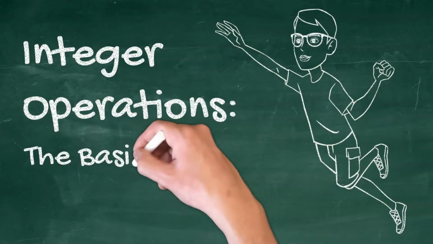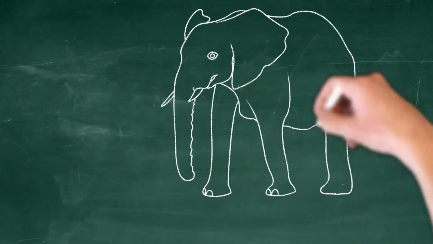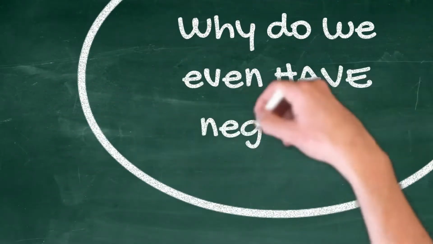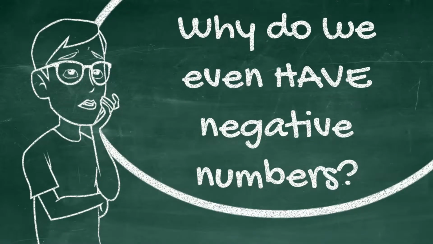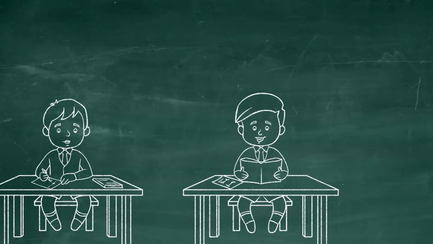Integer operations, the basics of positive and negative numbers. First, let's talk about the elephant in the room. Why do we even have negative numbers? After all, we got along just fine without them our first few years of school.